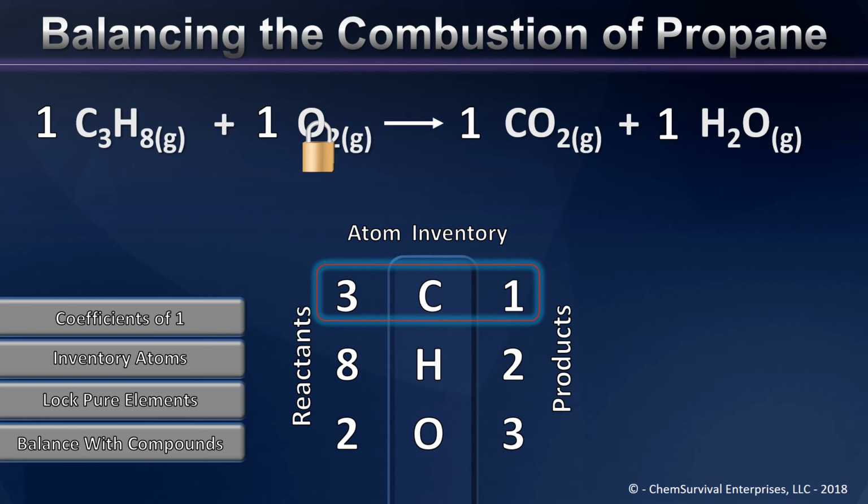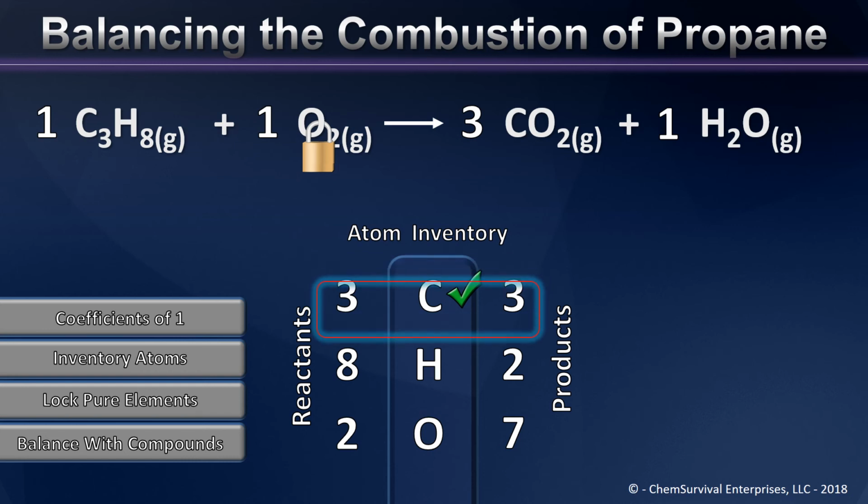I have 3 carbons on the left and 1 mole of carbon on the right. So to correct for this, I can change the coefficient on CO2 from 1 to 3. Notice that doing this means that I now have 3 moles of carbon on the right side of my equation. But it also changes the amount of oxygen from 3 to 7 moles total. So I've correctly balanced my carbon, but I still have work to do. Let's move on and consider hydrogen next.